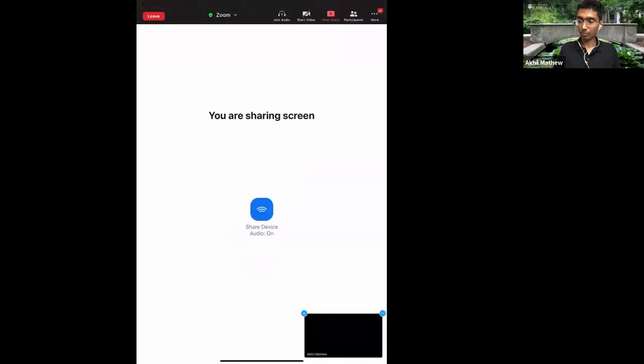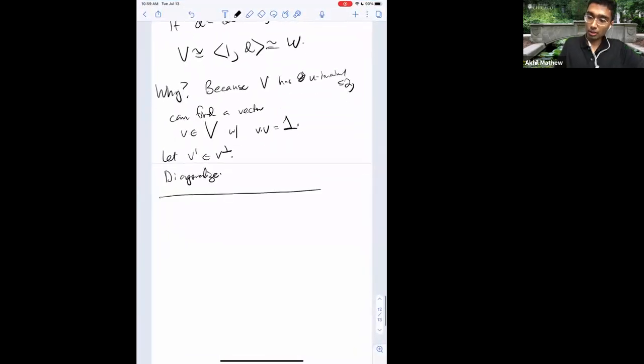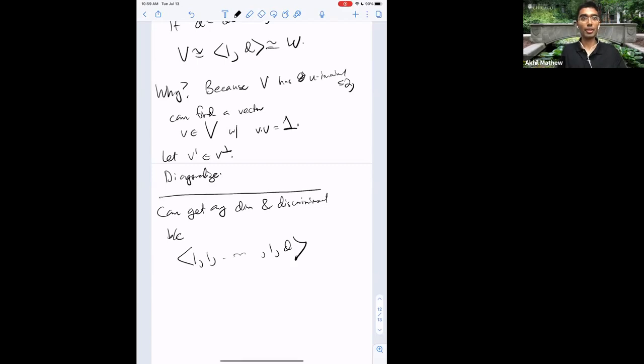Right. Sorry. So there's a question. What pairs of discriminant and dimension give rise to a quadratic form? That's a good question. In fact, you can get any dimension and any discriminant, because what we can always do is take the form ⟨1, 1, ..., 1, d⟩, and then you can have it in any dimension you want, and the discriminant is also what you want.